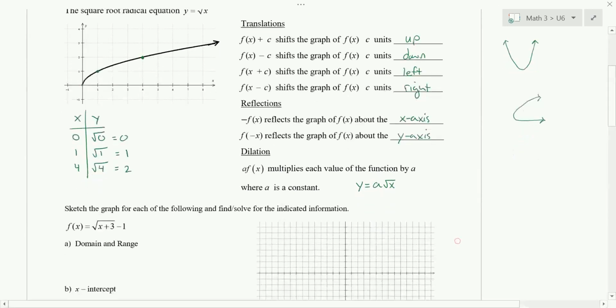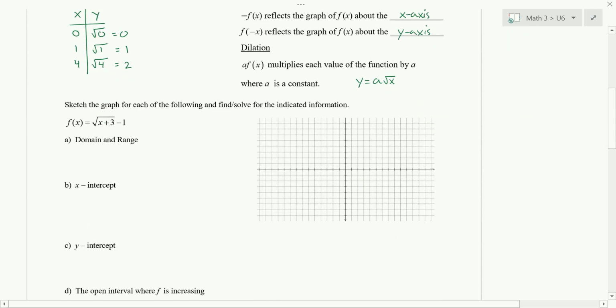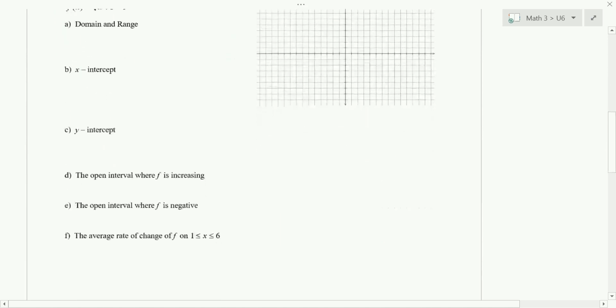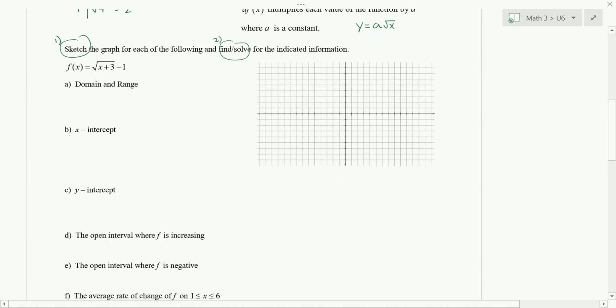So let's look at our first example here. We're asked to sketch the graph for each of the following and to find or solve for the indicated information. So we have two things to do here. First sketch, and then second, go ahead and answer A, B, C, D, E, F. Okay, so we have quite a few things to look at here.